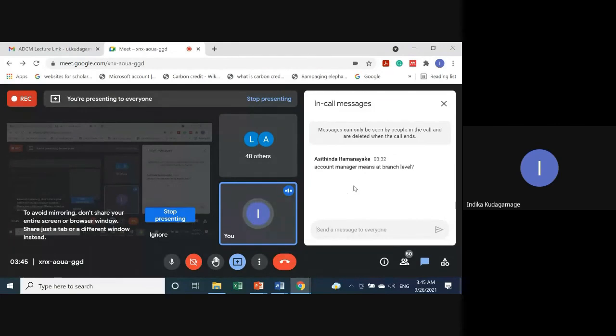Account manager, here it says the branch level. It can differ. Even in corporate, you can have an account manager. Relationship managers can sit at head office, or, like in my bank, business banking relationship managers sit at the regional office. Normally, account manager can be termed anything. Right? Any questions?